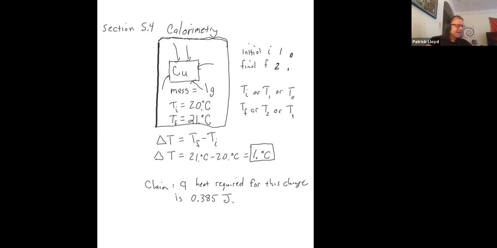Now, I'm going to do exactly the same experiment, but instead of using copper, I'm going to use water.